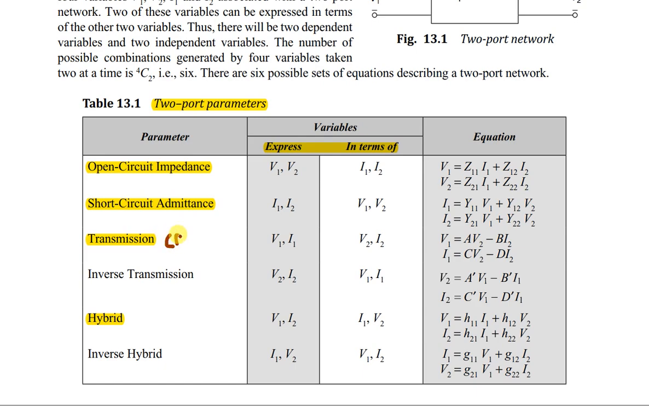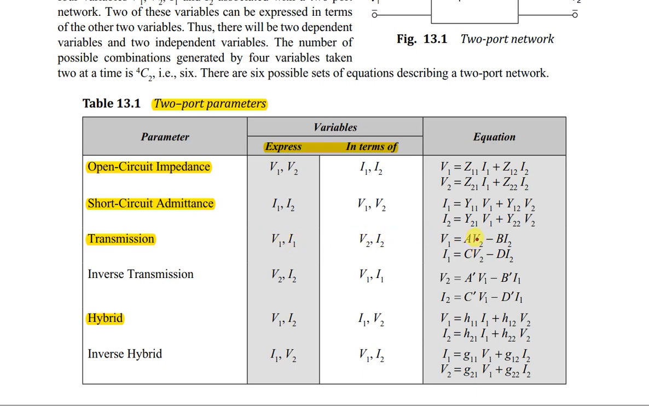Transmission parameters are called ABCD parameters. Here, in the ABCD parameters, we are expressing the input side. V1 and I1 belong to the input side. V1 and I1 are expressed in terms of V2, I2. Input side parameters are expressed as output side parameters.